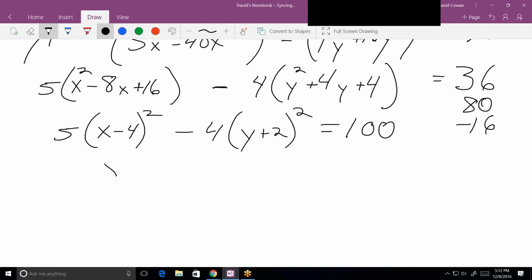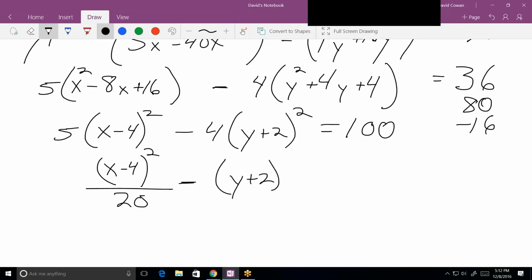Divide by 100. It would be x minus 4 squared over 20 and minus y plus 2 squared over 25 equals 1. And now we're there, really. That's the general format.